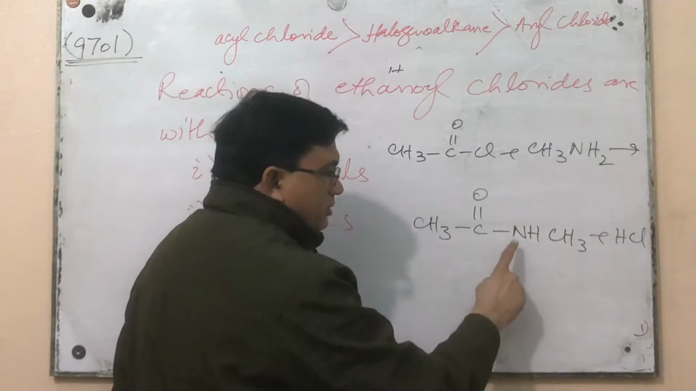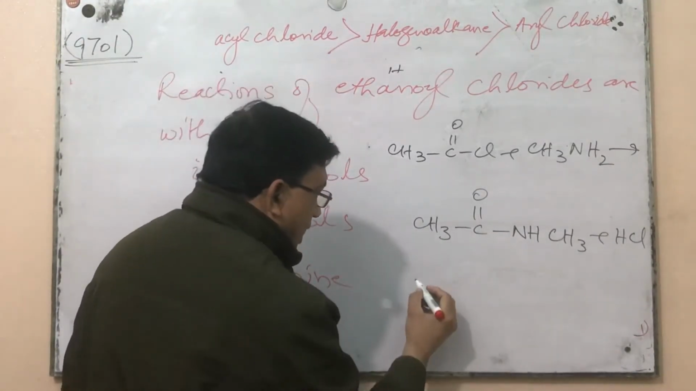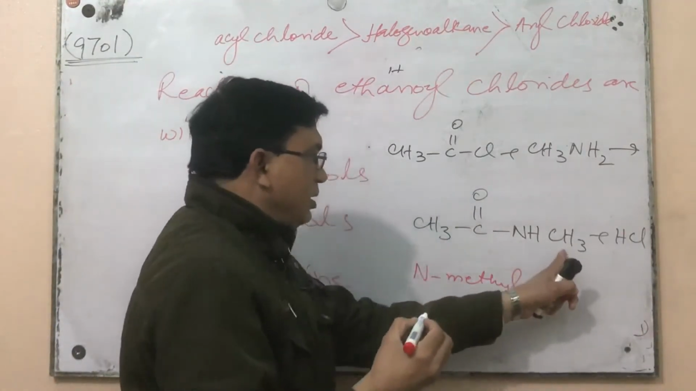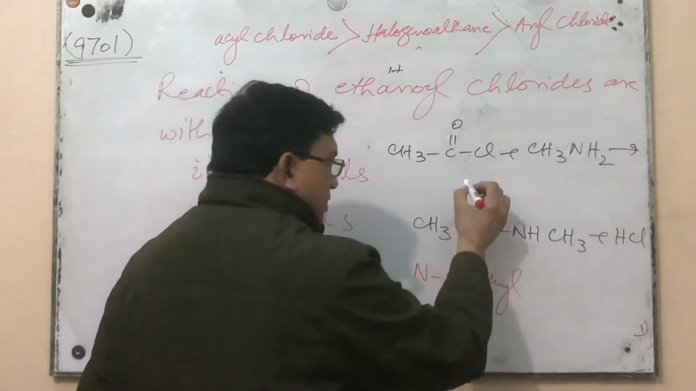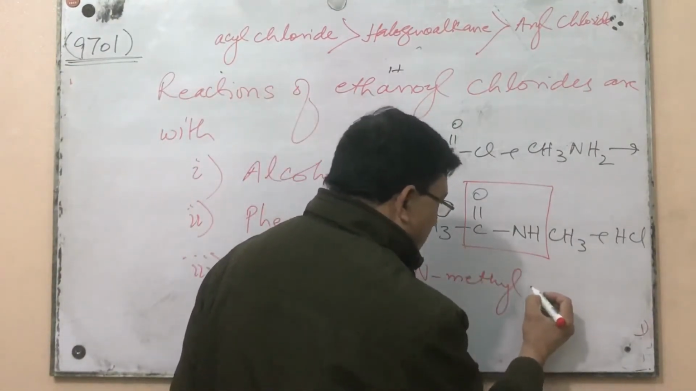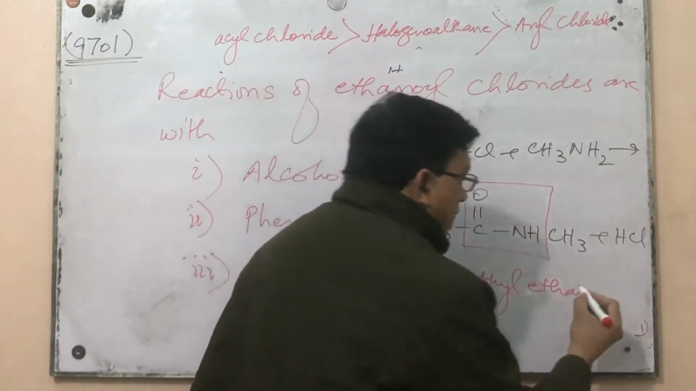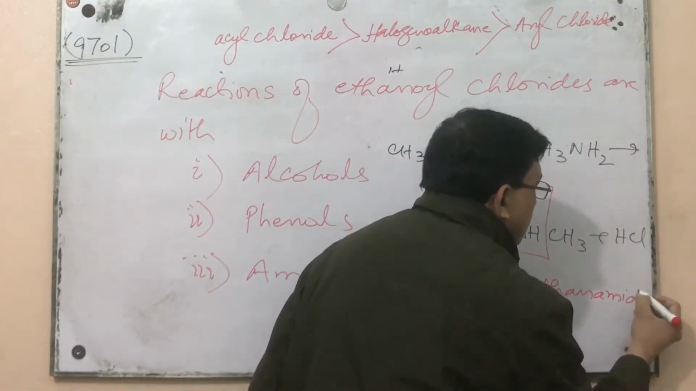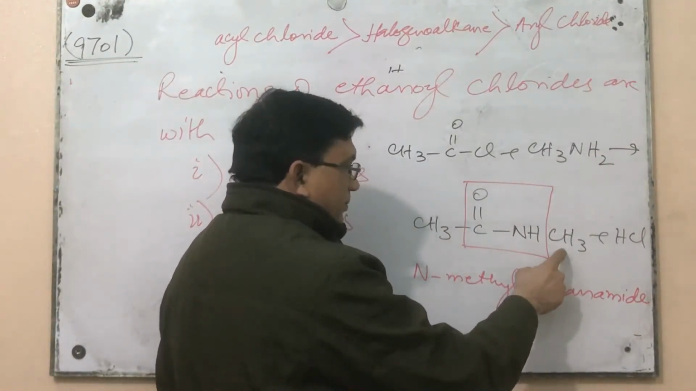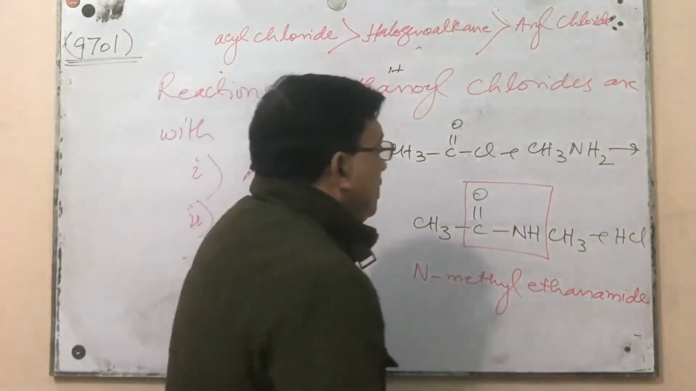The name of this product: because the methyl group is attached to N, the name will be N-methyl. As this group is an amide linkage, definitely this will be named as ethanamide. Ethane and amide. Ethanamide. This will be the name. N-methyl ethanamide. This will be the product.